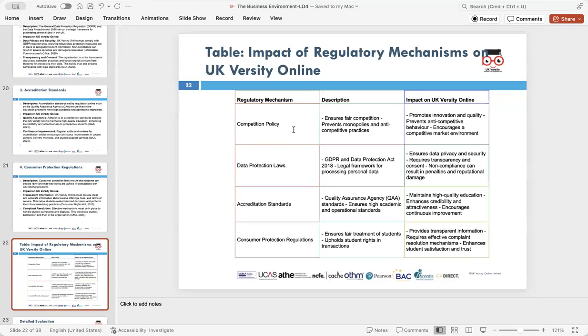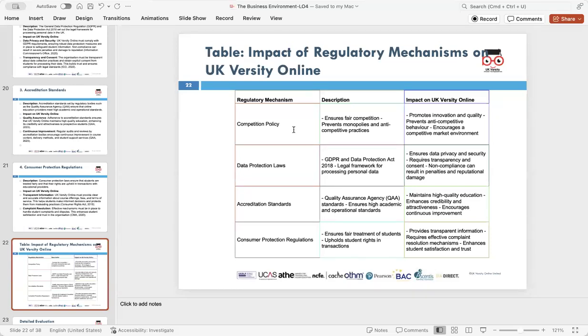Transparency and consent: the requirement of transparency and obtaining consent ensures that students are aware of how their data is used. This enhances trust and compliance with legal requirements. By clearly communicating data practices and securing explicit consent from students, UK Varsity Online demonstrates its commitment to ethical data management and legal compliance.